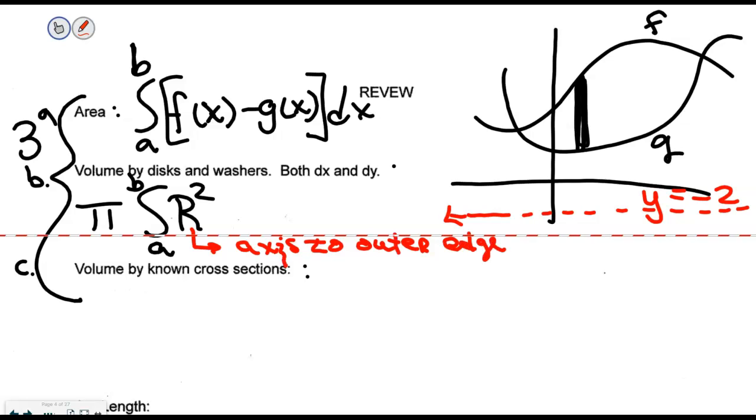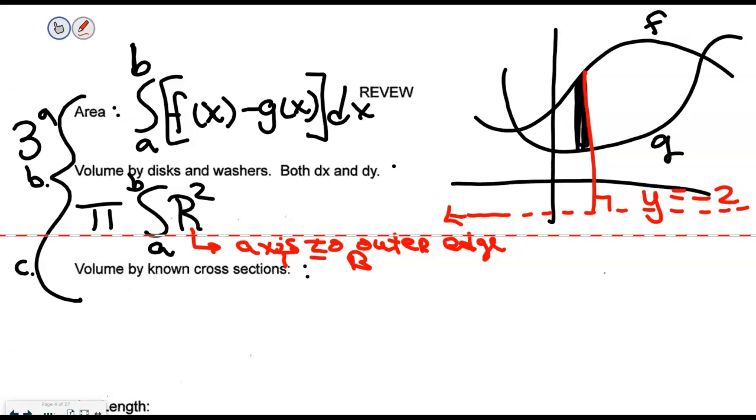It's always top minus bottom or left minus right. I'm not going to do both. I'm not teaching this. Just make sure when you go axis to outer edge, know that one of them always is the axis. For this one, it's bottom. But if I put it at y equals 5, my axis would be top, and my bottom would be g. You see what I mean? It's top minus bottom. So for that one, it'd be f minus -2, or f of x plus 2.